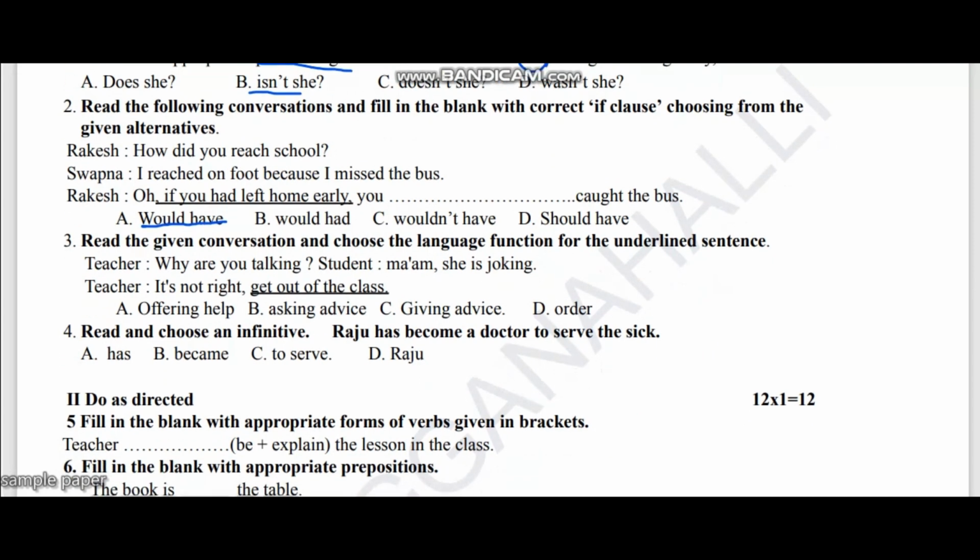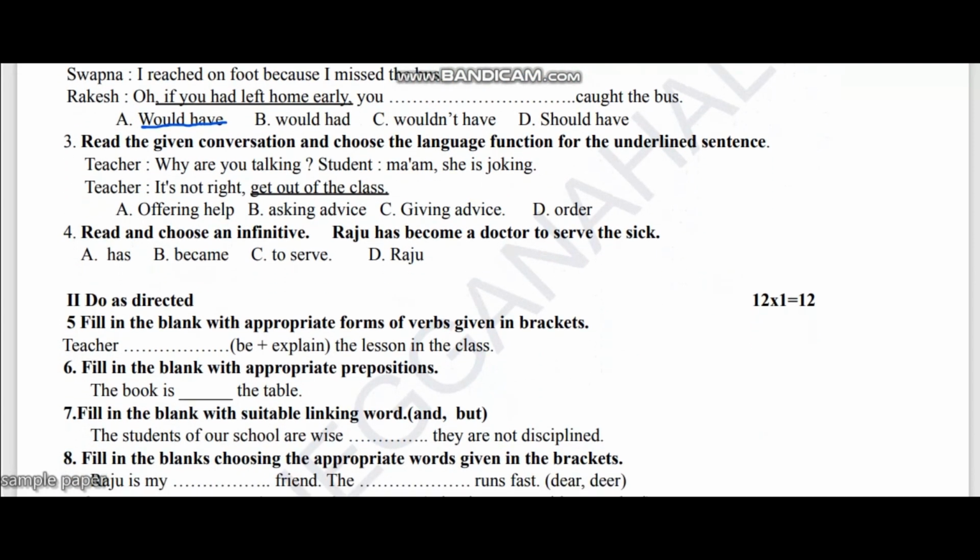Number 3, read the given conversation and choose the language function for the underlined sentence. Teacher, why are you talking? Student, ma'am, she is joking. Teacher, it's not right. Get out of the class. The right option here is D, order.